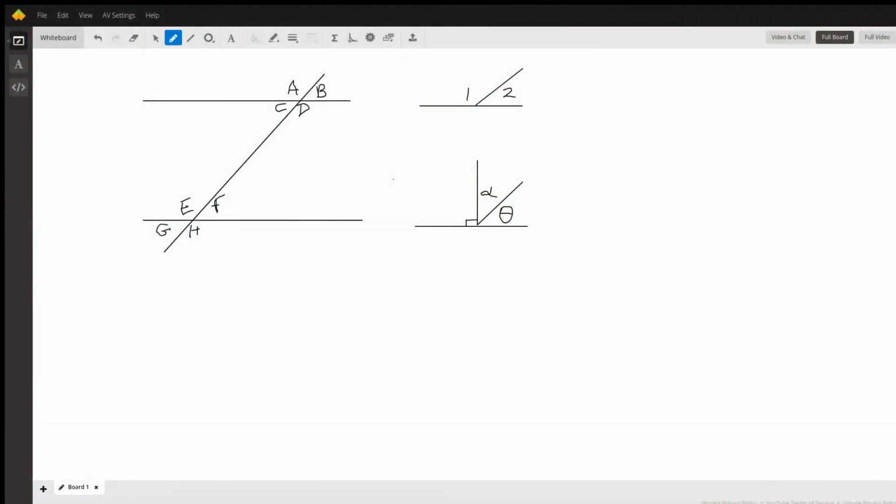Hello. I've always found for geometry or angle relationships, it's a lot easier to work with when you have visuals to work off of rather than just tables. So let's start over on the right hand side here.